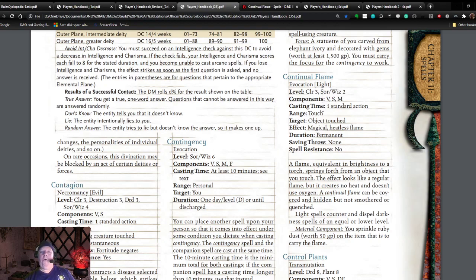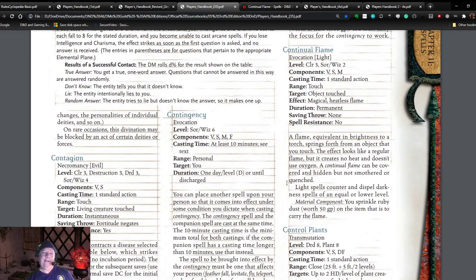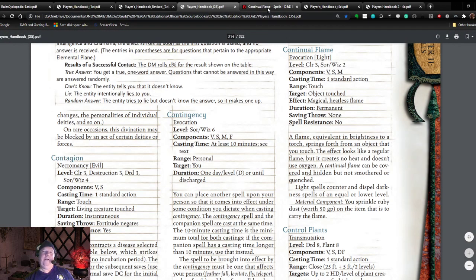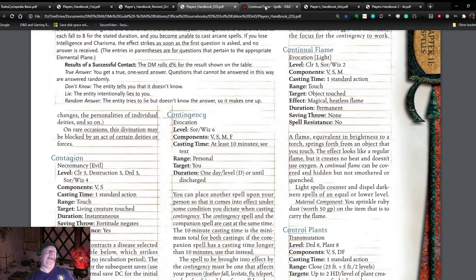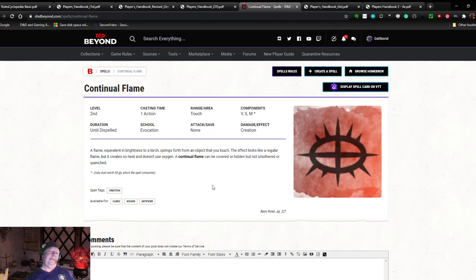Okay, so it just basically simplifies it to flame, and basically it's like a magical torch. And in 5th edition, it pretty much follows the same rules as 3rd edition. It's a 2nd level spell, however, for clerics, wizards, and artificers. It's touch, and a flame equivalent to the brightness of a torch springs forth from the object you touch. The effect looks like a regular flame, but it creates no heat and doesn't use oxygen, can be covered or hidden but not smothered or quenched.